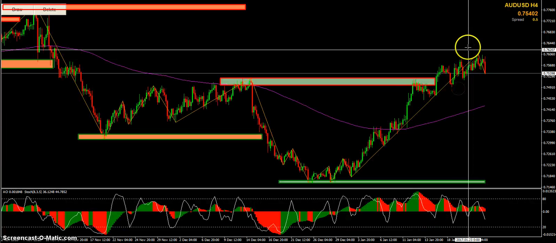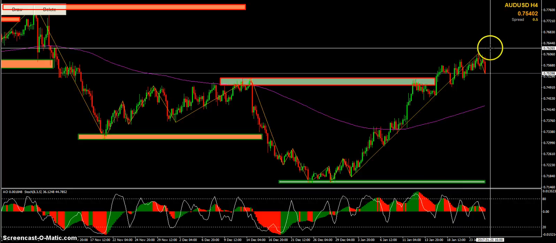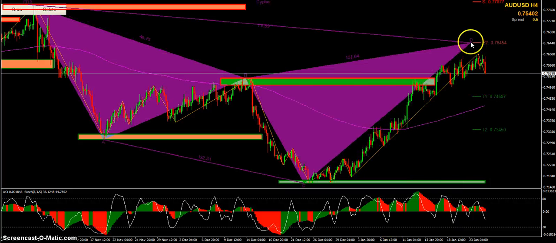So we're looking at getting in on a cipher pattern there. Where do I think it will come to? Yeah, probably around those levels there. Haven't got any divergence just at this stage. So if we were to see some divergence as it pulls down and push back up, then that would definitely be a good position going short with a cipher pattern on the Aussie USD daily chart.